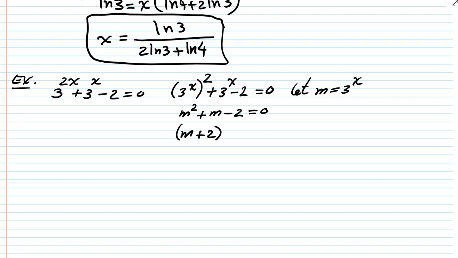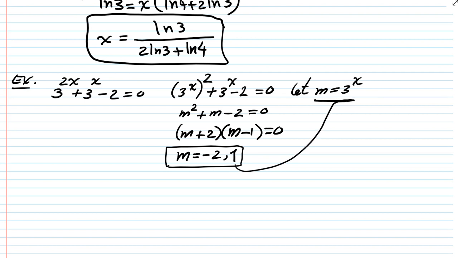M plus 2, m minus 1, and solve for m, right? So m would be negative 2 and m is 1. Now that's not the solution to the equation, because the variable is x, not m. So I need to go back in here and plug in for m. Okay, I'm going to plug in a 1.